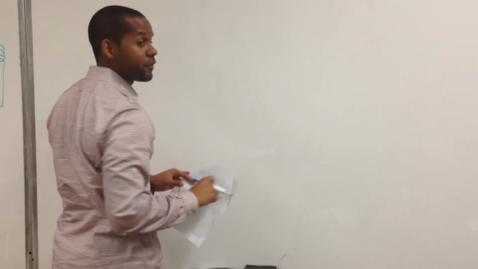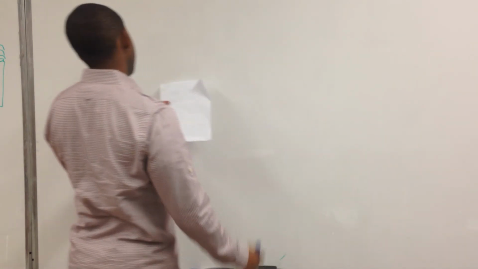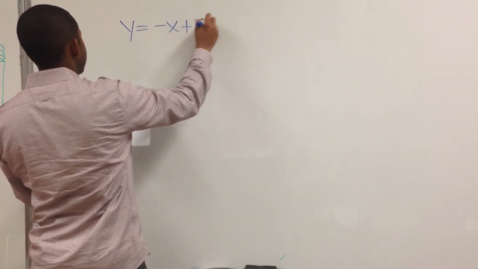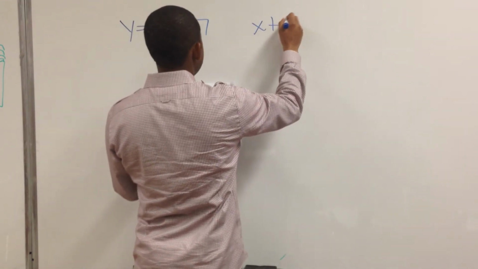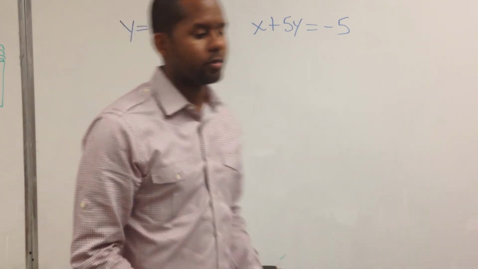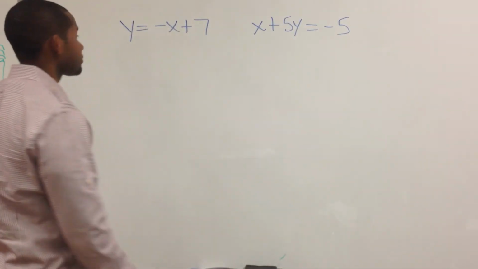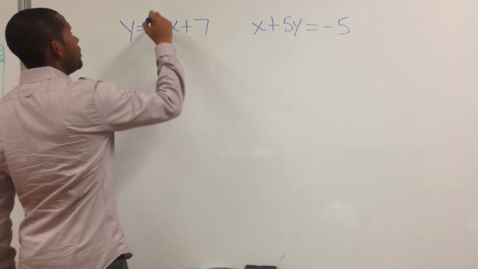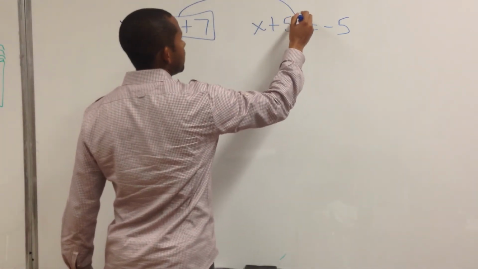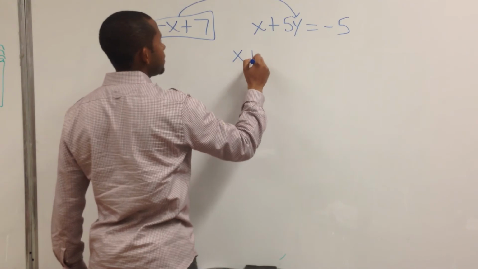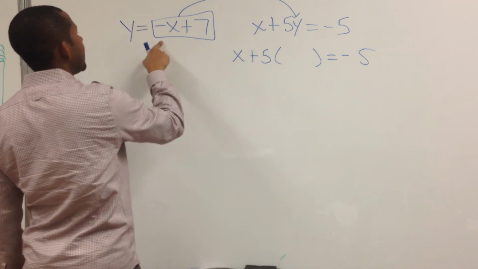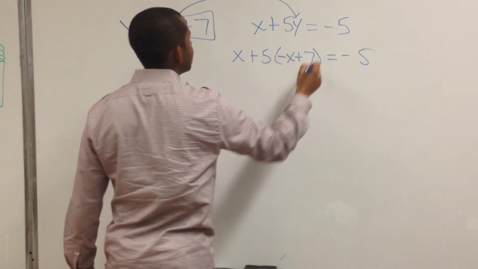And finally, on my third time doing this video, it says y equals negative x plus 7. And then it says x plus 5y equals negative 5. You solve this one on your own, please. All right. Boom. Y is isolated. So I'm going to plug this in for y. So I get x plus 5 y equals negative 5. In place of y, I'm going to put negative x plus 7.